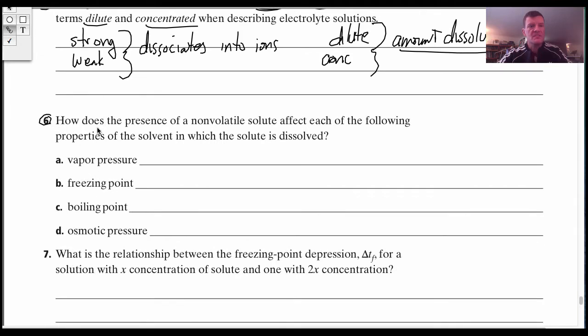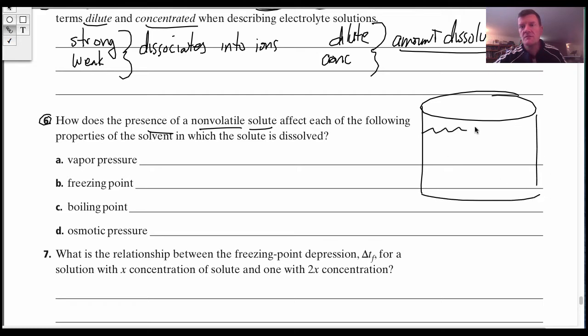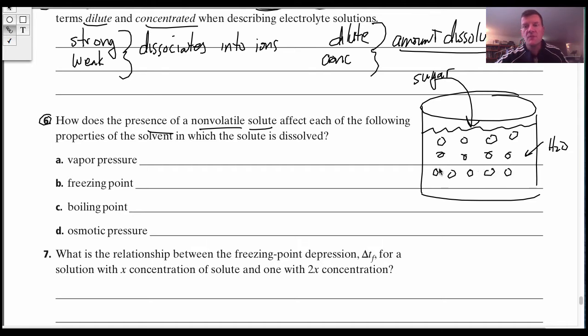All right, number 6. How does the presence of a non-volatile solute affect each of the following properties of the solvent in which the solute is dissolved? So let's say I have a beaker of water. All right, that's water right there. But then I'm going to put some sugar in it. Okay? Well, when I start putting sugar in there, here are some sugar molecules that are dissolved. Those sugar molecules are going to get surrounded by water. All of those sugar molecules are going to get surrounded by water.